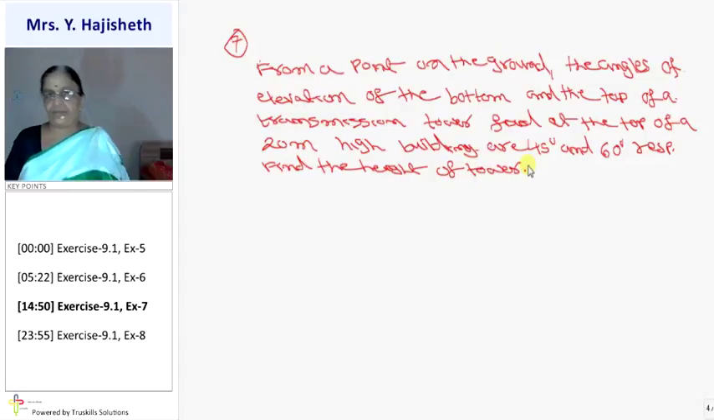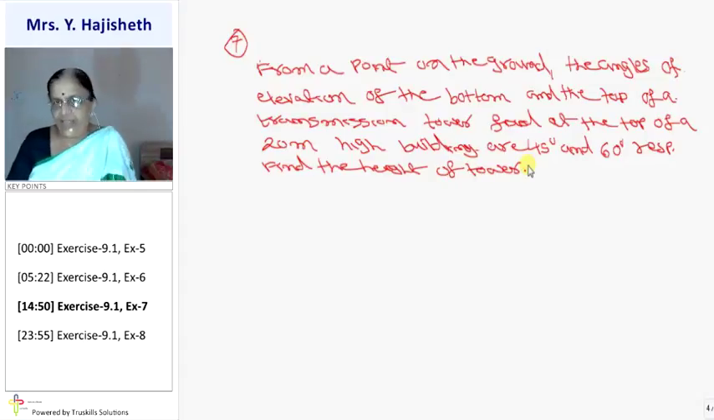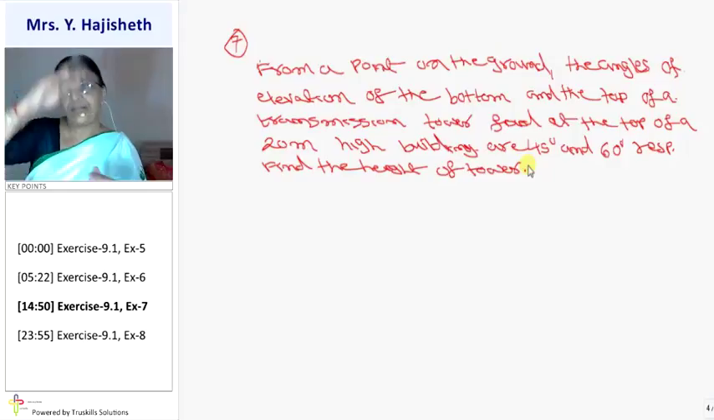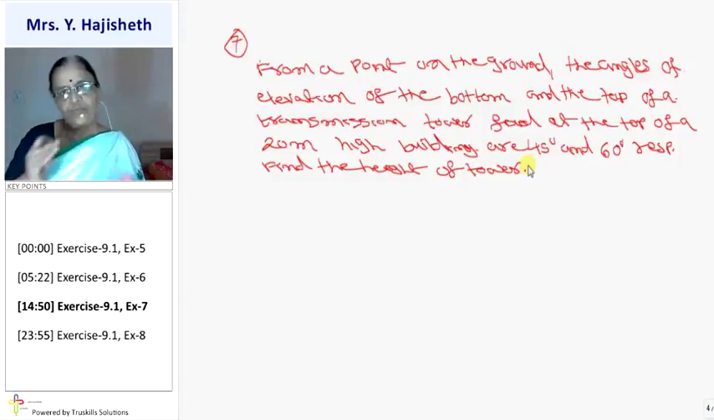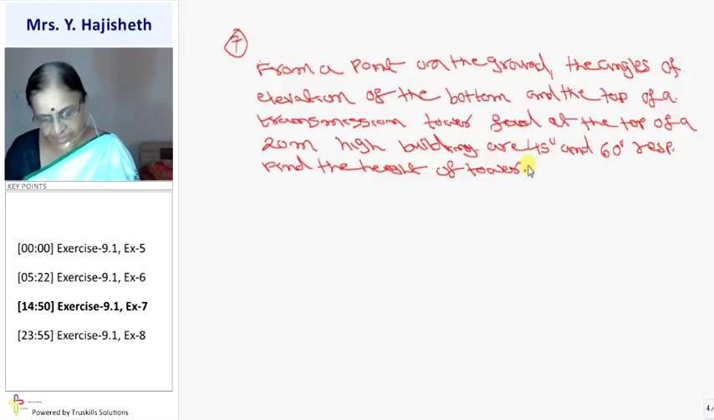I make it very simple. When I explain this sum, I make this statement very simple. Many things are given in one statement, we will understand it piece by piece. First we understood that there is a building of height 20 meter. Then on the top of the building there is a transmission tower. Now at point P on the ground, at some distance x meter from the building, the angle of elevation of the bottom is 45 and of the top of the tower is 60 degree. Find the height of the tower. Clear? So how do I draw the figure?